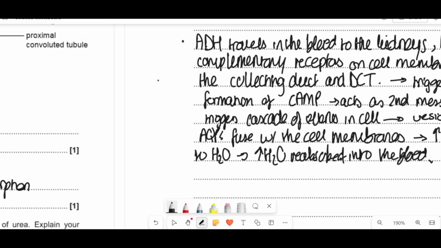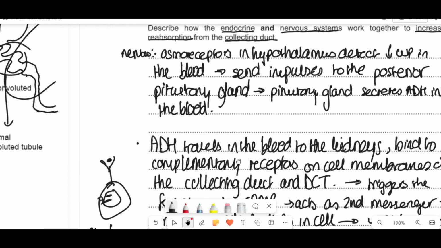It hinges on just remembering that here's a cell, right? There's ADH binding to a receptor. Then what happens is these vesicles containing the aquaporins fuse here, and then you end up with a cell with more aquaporins here, so water can leave like that. And as a result, you make less urine. That's the ADH bit done.